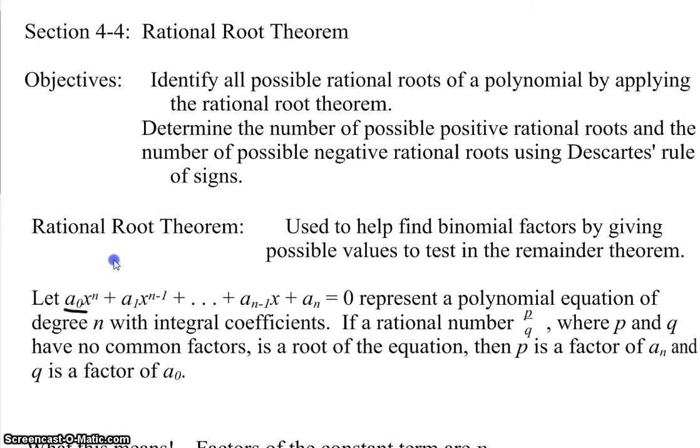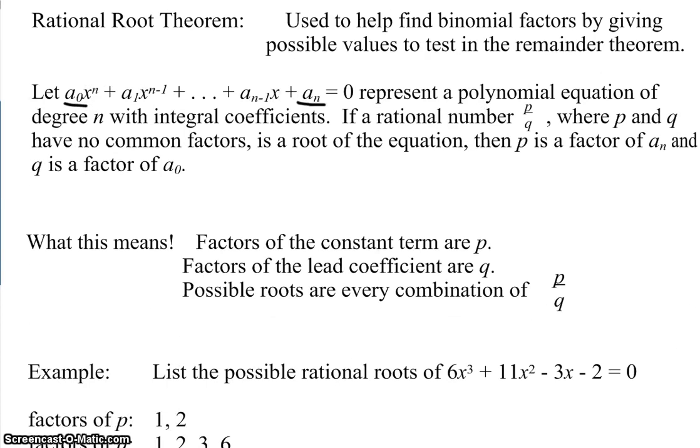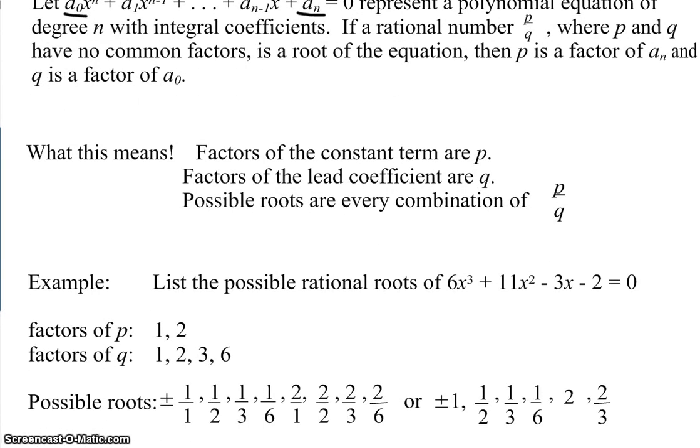and a constant again as the last term of the polynomial, at least one binomial will have to have factors of these constants. In mathematical terms, a sub 0 has factors q, and a sub n has factors p. The possible rational roots are all the possible combinations of p over q.